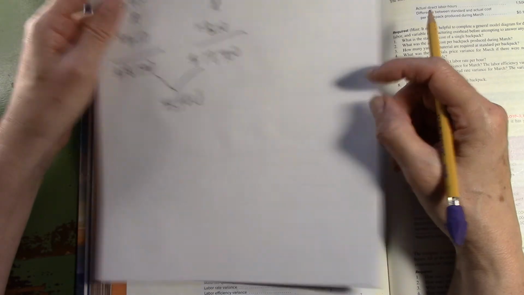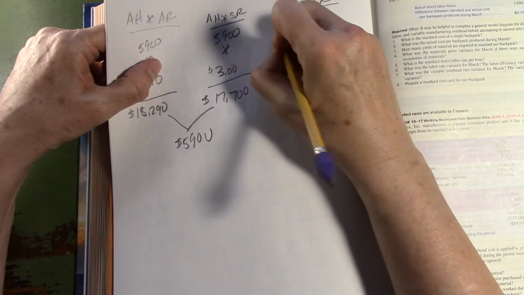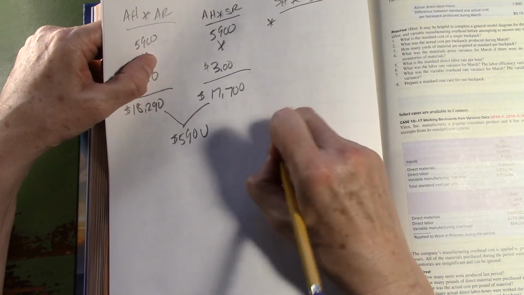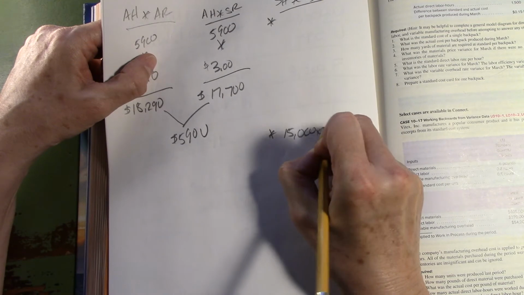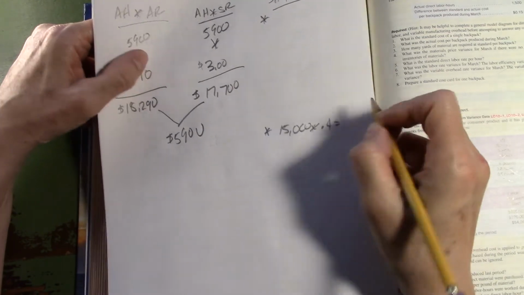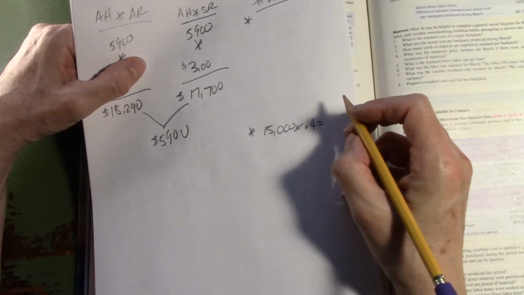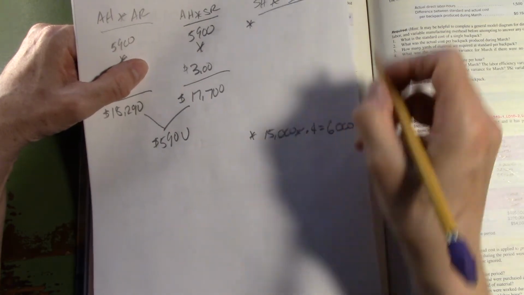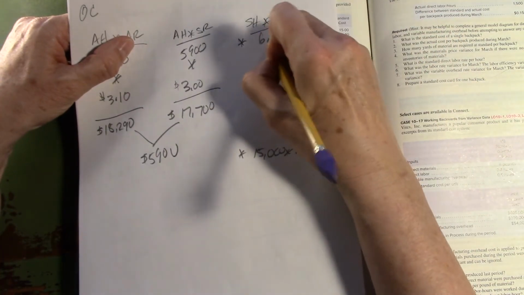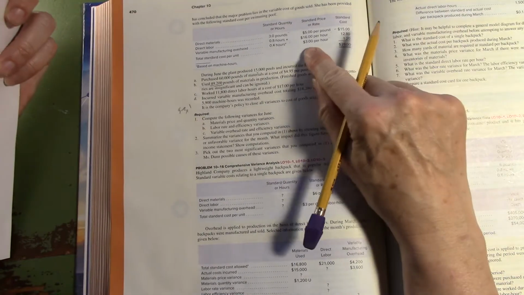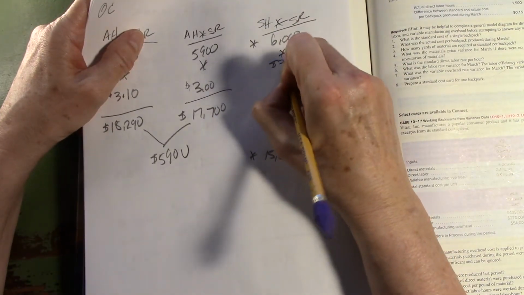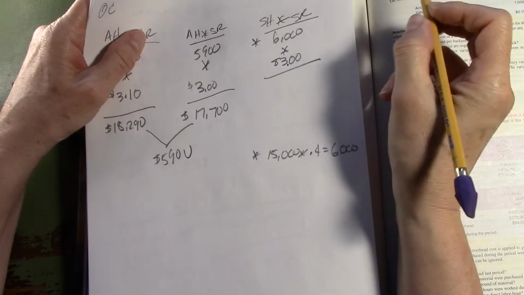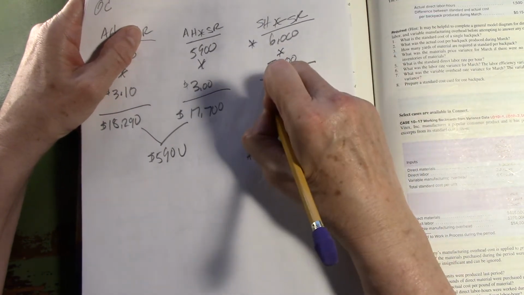All right, so the standard hours, so to make 15,000 pools, it should take 0.4 hours, right? So $15,000 times 0.4 is 6,000 hours. So it should have been 6,000 hours, and it should cost $3 per hour. So 6 times 3 is 18.